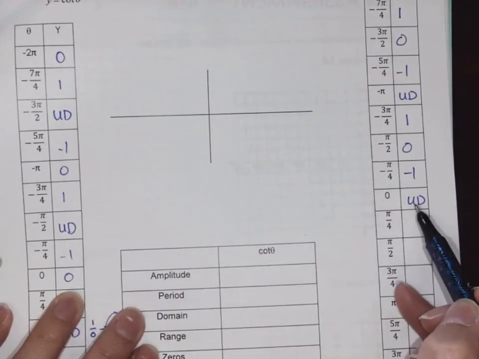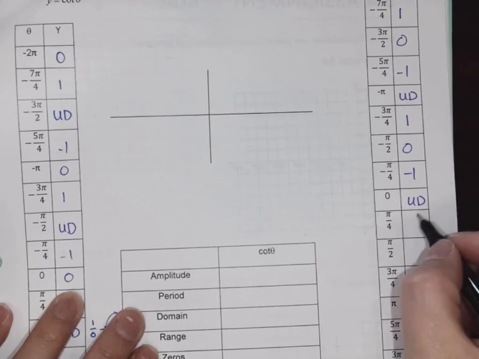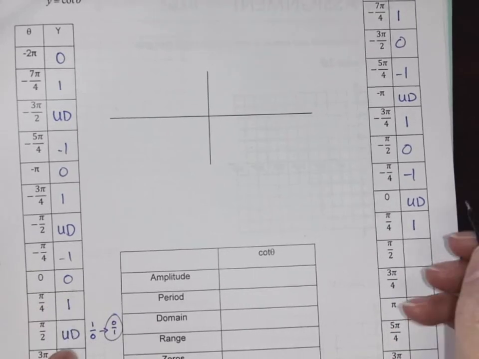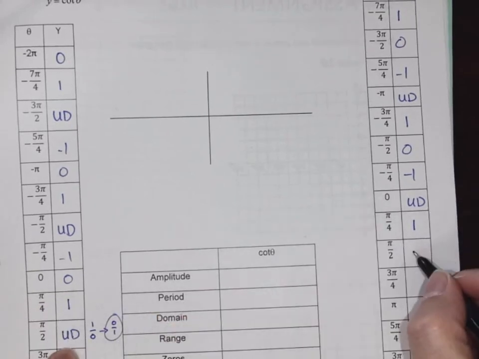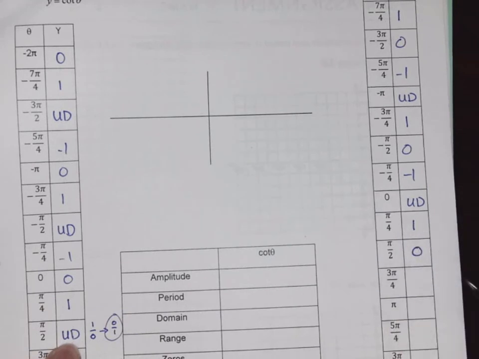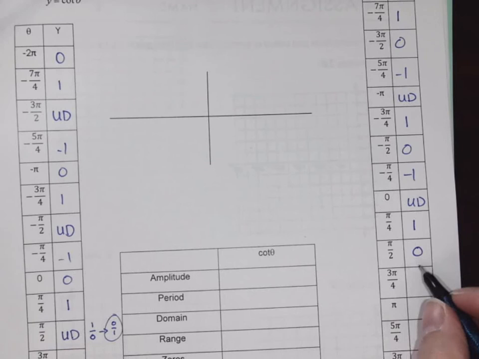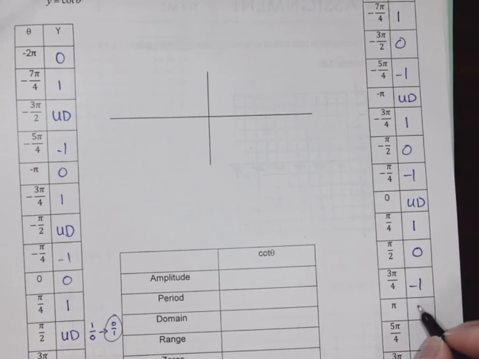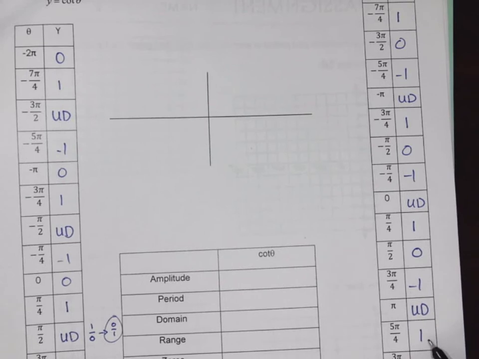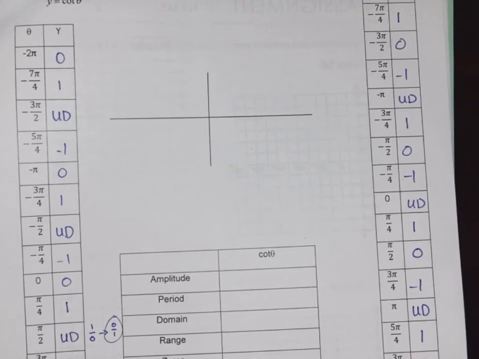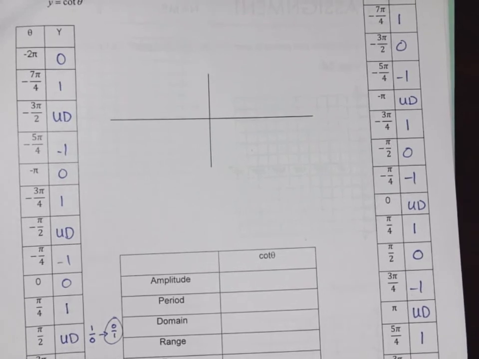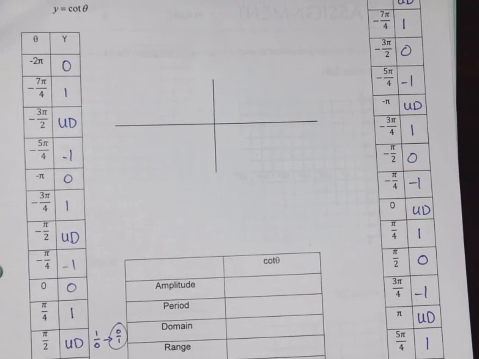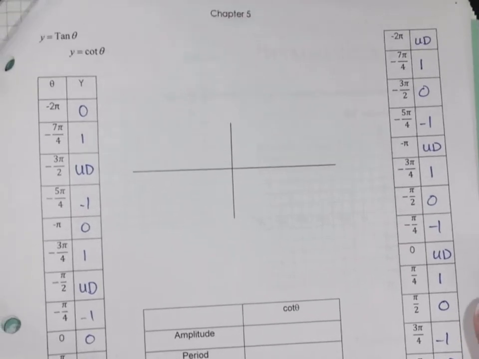Negative 1 is still negative 1. Always makes me feel good when things stay the same. This is 1. This is a 0. This is a negative 1. And that's an undefined. Okay, what do we anticipate the shape of this graph to look like? Backwards. That's correct. It's the tan graph, but backwards.